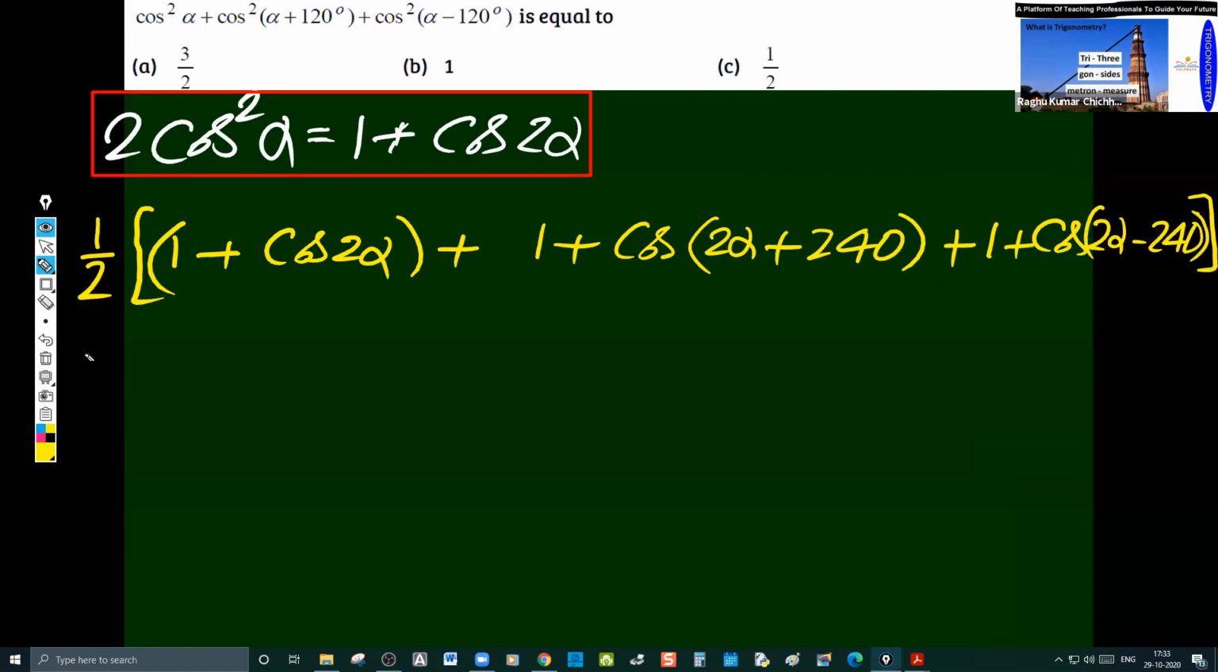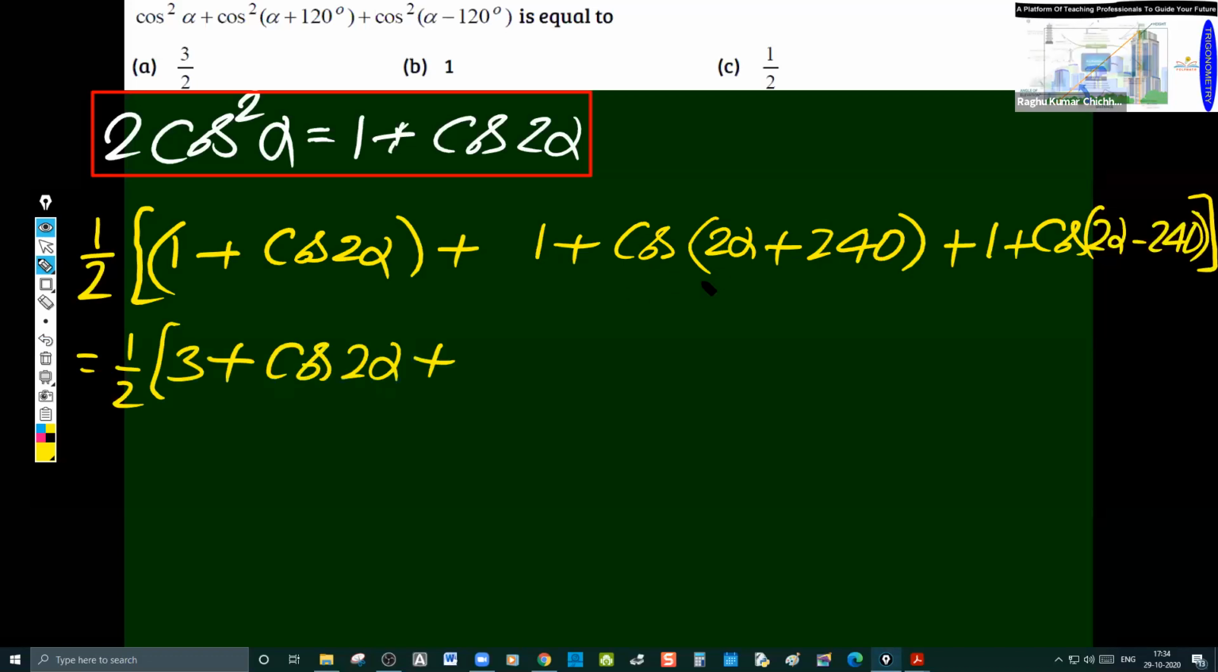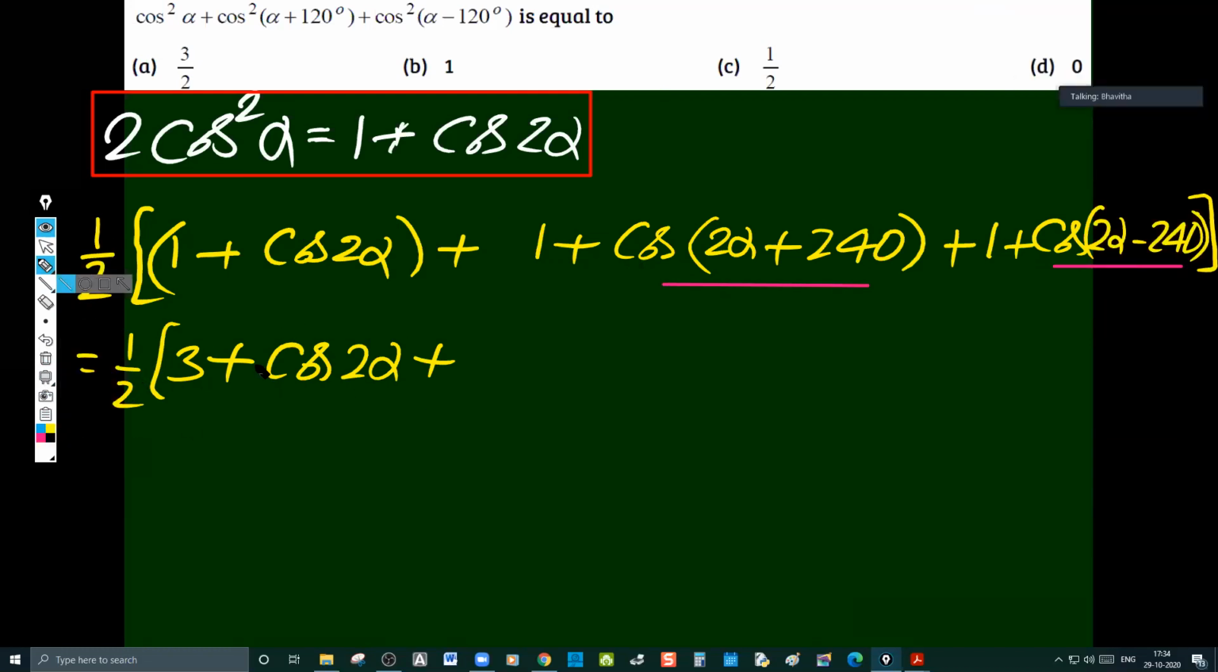Come on, tell me. How many ones are there? Sir, in every term there is 1. 3 totally. Plus. Now, what I expect from you, it is in the form of cos of a plus b, and it is in the form of cos of a minus b. You tell me what is cos of a plus b plus cos of a minus b, please. Any one of you? Two cos A cos B.